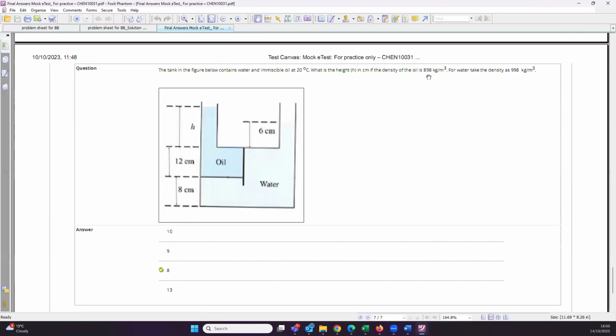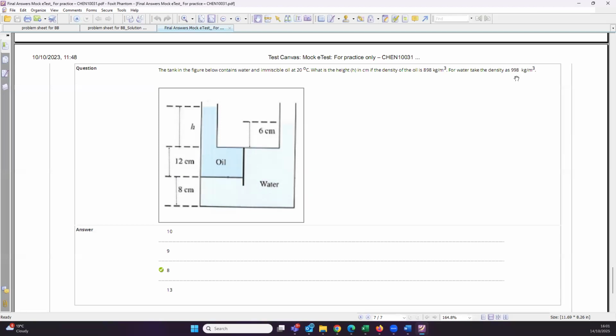Yeah. So the density of oil is given. The density of water is given as well, 998. If it is not given, that will not be the case for online test. You can always assume it as 1000, for example, just for the sake of calculation. It's very easy. The density of water doesn't change that much with temperature and pressure. But here you are given, so you have to use this value.